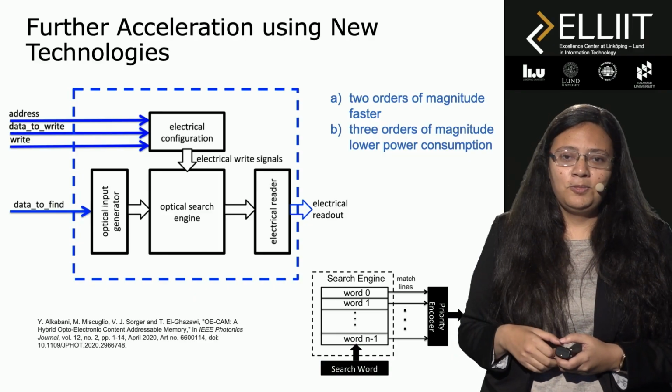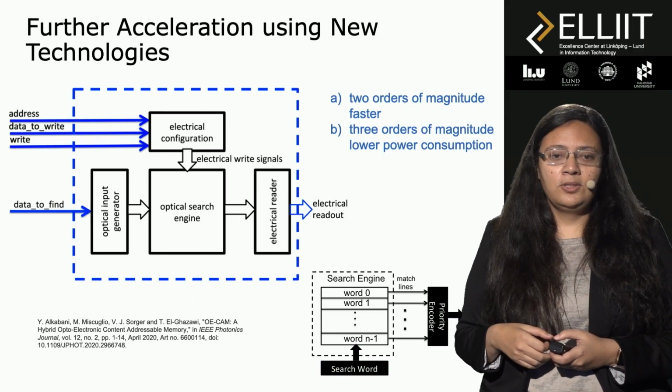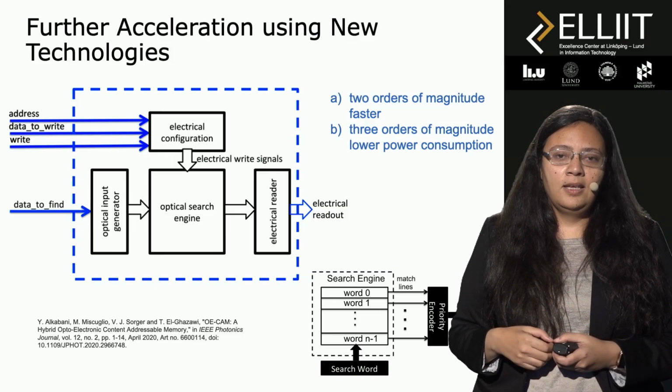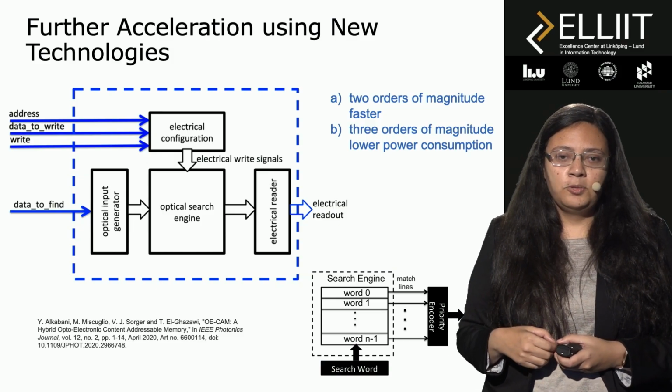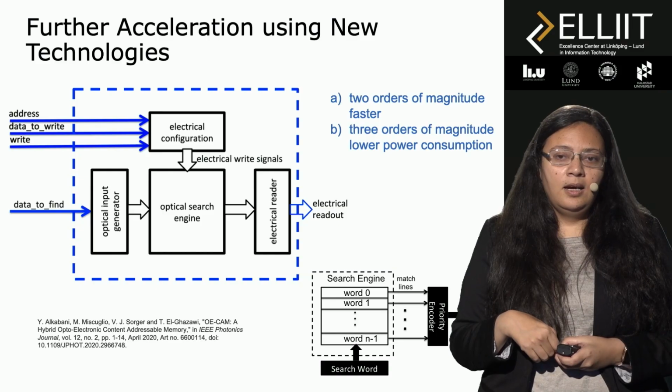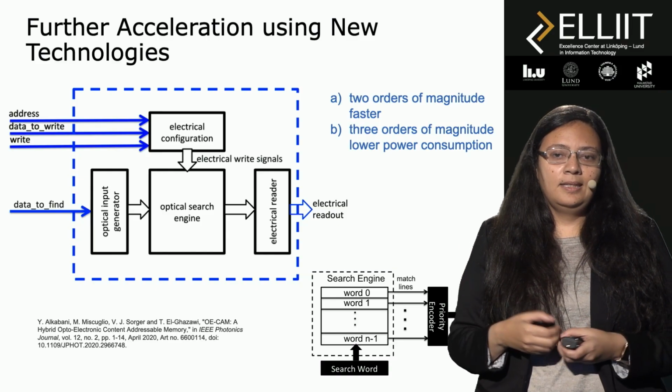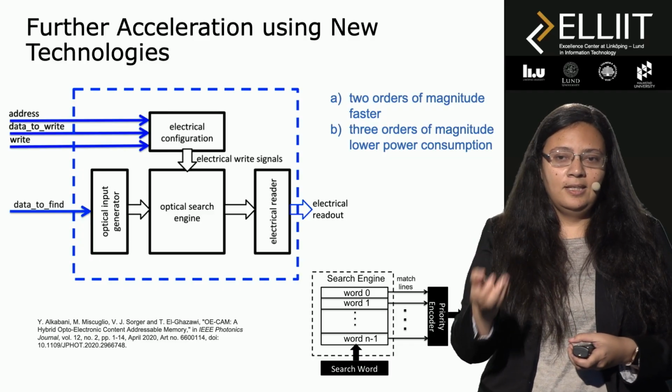And this research was done in collaboration with researchers in the George Washington University, where we tried to implement a CAM, or a content associative memory. And associative memory basically is a piece of hardware that you ask, do you have this data stored in you?